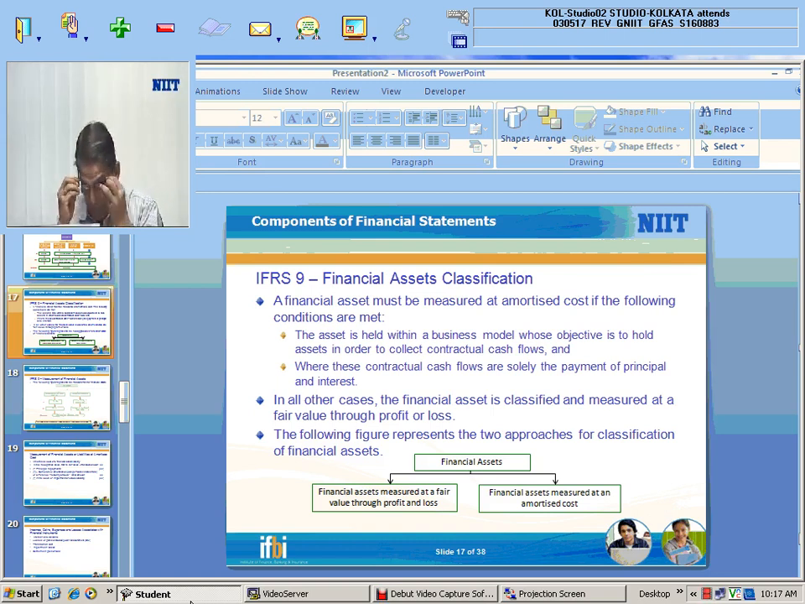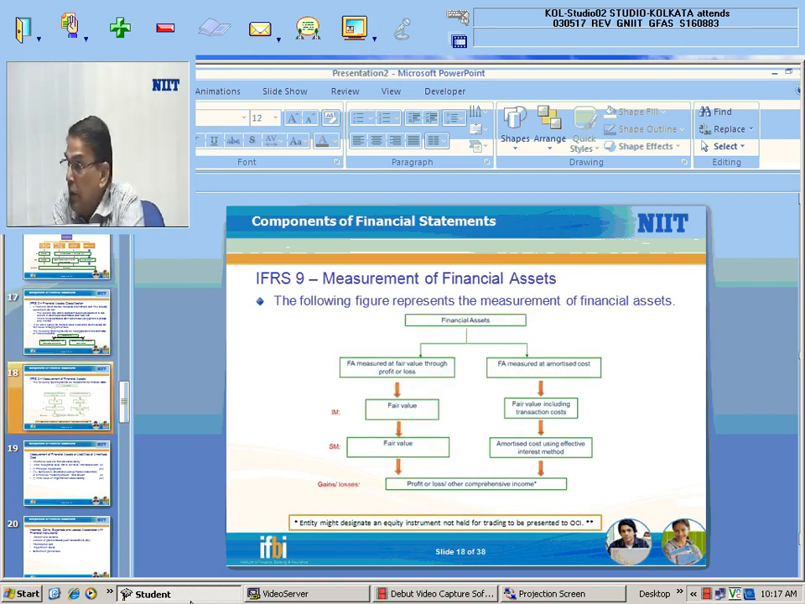Okay, thank you. So coming to the measurement of financial assets under IFRS 9. Since there are two kinds of classification, we look at the measurement under IFRS 9 of financial assets. For all financial assets measured at fair value through profit or loss, initial measurement will be done at fair value, and subsequent measurement also at fair value on the date of subsequent measurement, that is the reporting date.